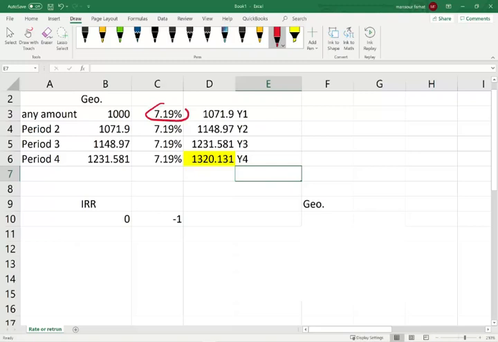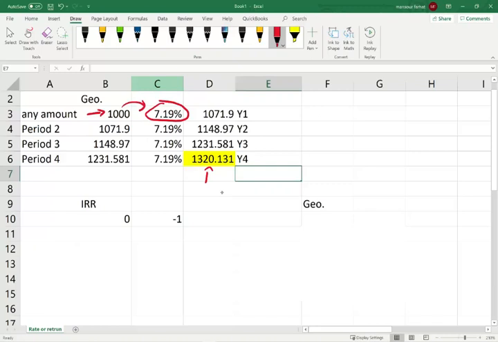Because if you invest any amount, $1,000, $1 million, $10 million, let's assume $1,000. If you put $1,000 in this fund, you would receive at the end of 4 years $1,320, which is your actual rate of return. Your actual rate of return is 7.19%. This is what it means. Remember, the arithmetic average gives us 7.85%, which is not true. If you put that $1,000 in the bank at 7.19%, you will get $1,320. That's why it's more accurate.